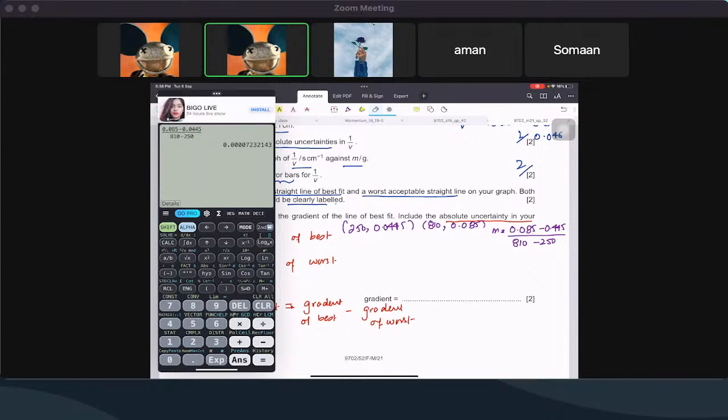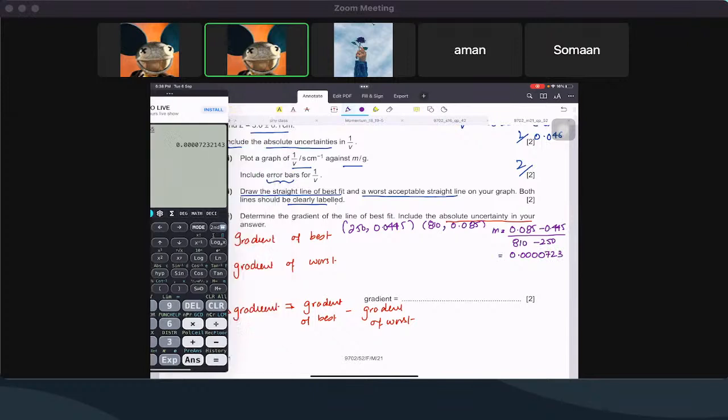Okay, so what you're going to do next is write the gradient of best fit, which is 0.0000723. Because the minimum significant figures is 2, I'm just going to take 2 or 3, so 723 would be the best way to write it. I've just written it like this.